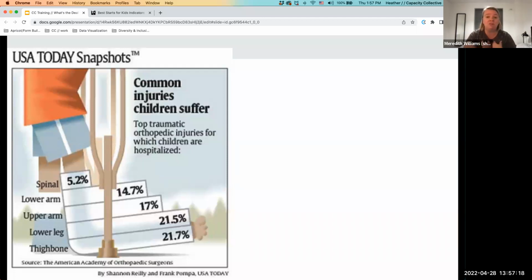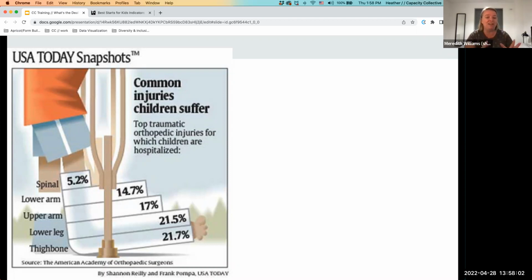And when you look at the source, which is always what I do, I always go to the source first. It says that it's the American Academy of Orthopedic Surgeons. That's a reputable source. So are you telling me that 5% of children have a spinal injury and almost 22% of children have a traumatic thigh bone injury? Really, if you look up the numbers, the real figure for spinal injuries is 0.0000003%. It's actually really tiny. But what USA Today did is they made it look way more scary than it actually is.